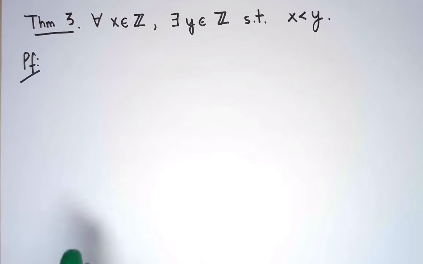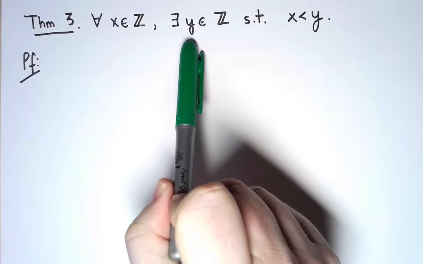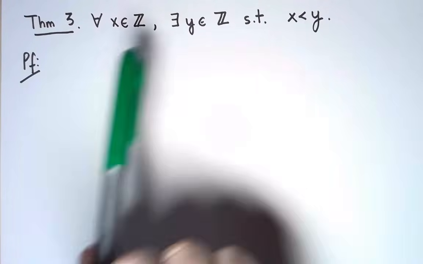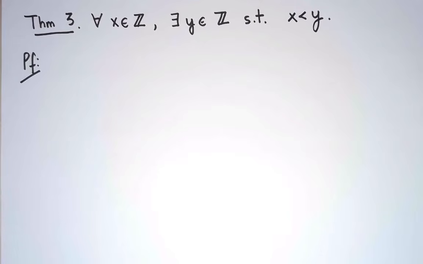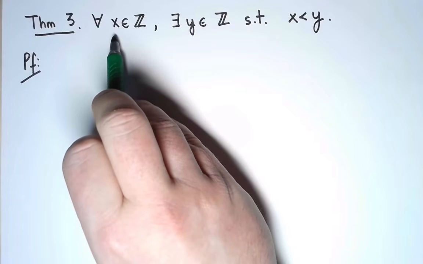I want to prove this theorem that says that for every integer x, there exists an integer y such that x is less than y. And I've already talked in a previous video about why this is true, but now I want to write a proof. Let's see. The theorem begins with for all integer x.